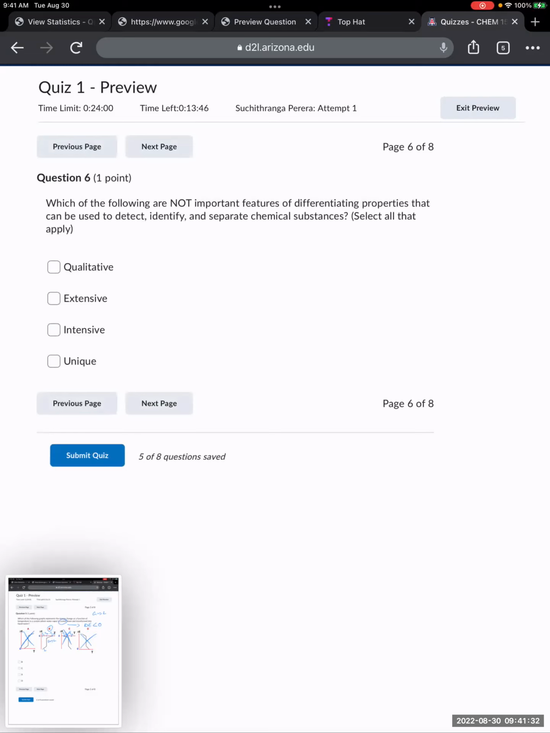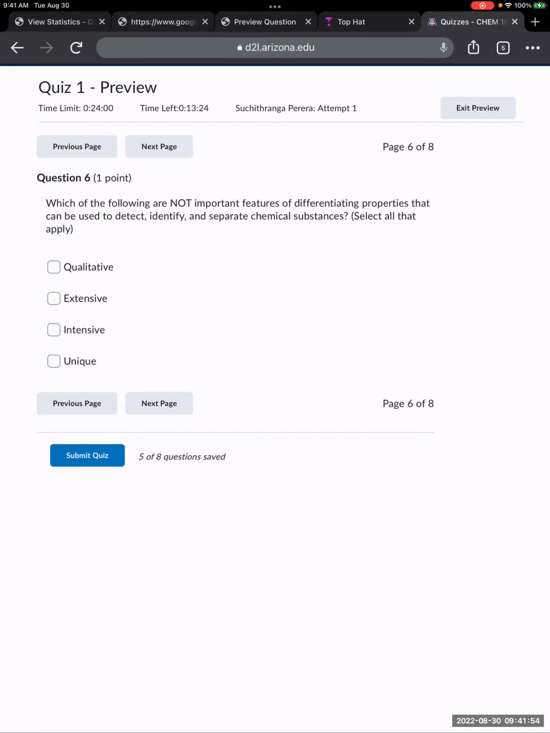Which of the following are not important features of a differentiating characteristic or differentiating property? Okay, that we can use to detect, identify, and separate chemical substances. Anyway, if it is a differentiating characteristic, number one, it needs to be an intensive property. Number two, it needs to be unique. That means it cannot be temperature or pressure because temperature and pressure are system properties.